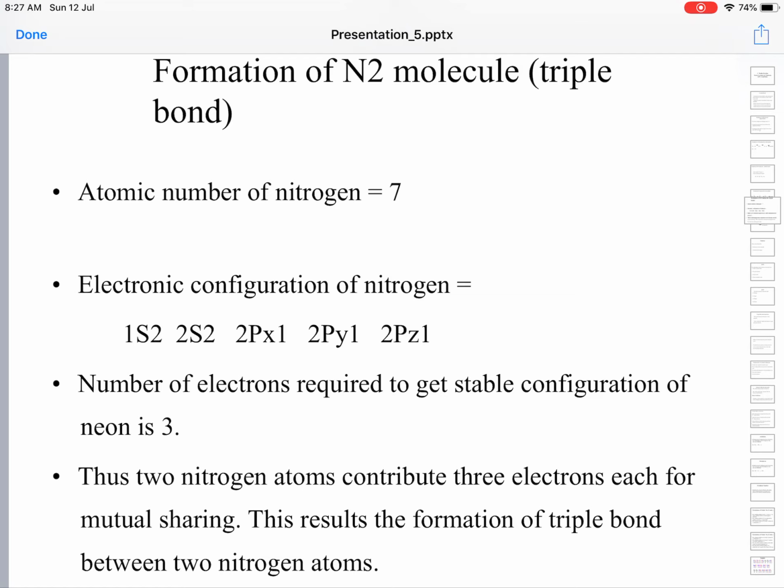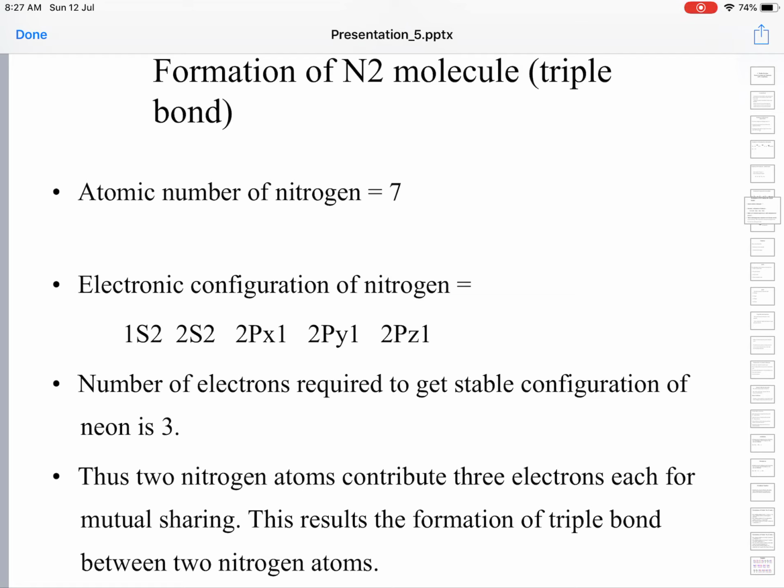The atomic number of nitrogen is 7. What is atomic number? How do you define it? It is the number of protons present in the nucleus of an atom. Okay. Numerically, it is equivalent to the number of electrons present in the neutral atom. So, atomic number also represents the number of electrons. Okay. So, atomic number of nitrogen is 7.